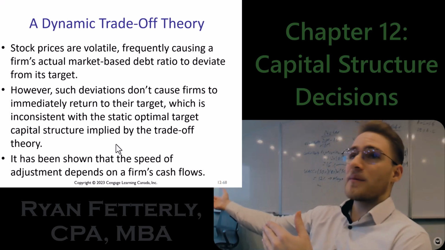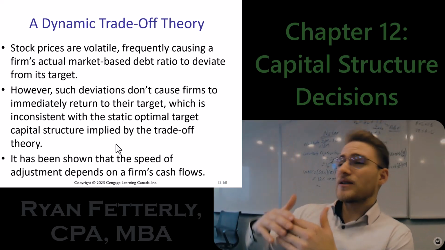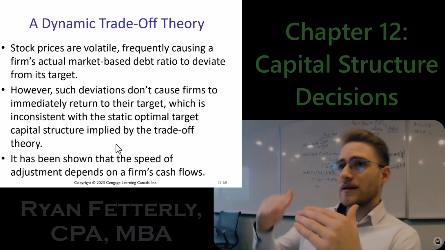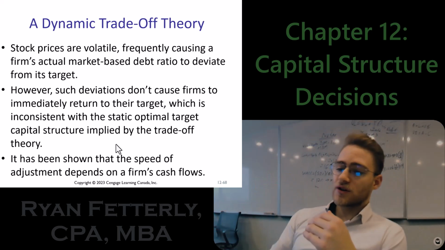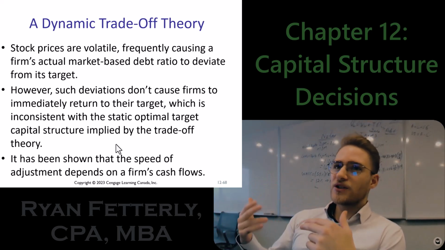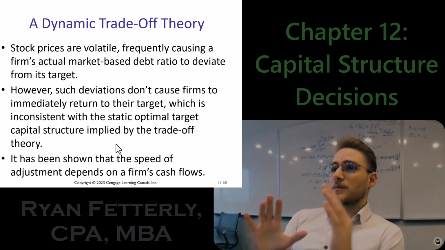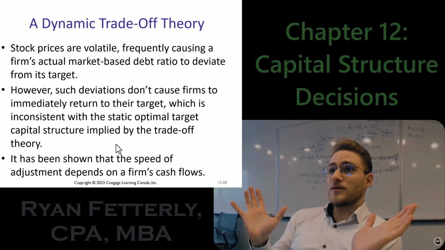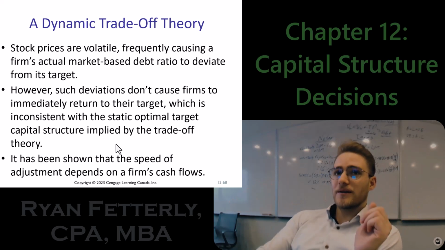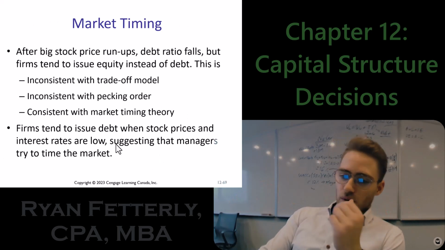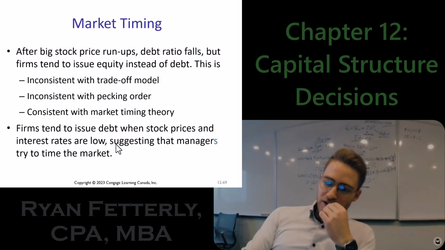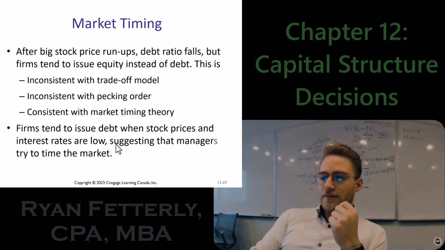Because now we have projects coming down, our equity is also super high. So let's issue some debt, right? And it's going to help us bring back our capital structure. But just because we have deviations throughout the year, we don't automatically jump to maintain the capital structure. Sometimes we just let the market do what it does and we just wait, right? And see what happens. So market timing, after big stock price run-ups, debt ratios fall, right?